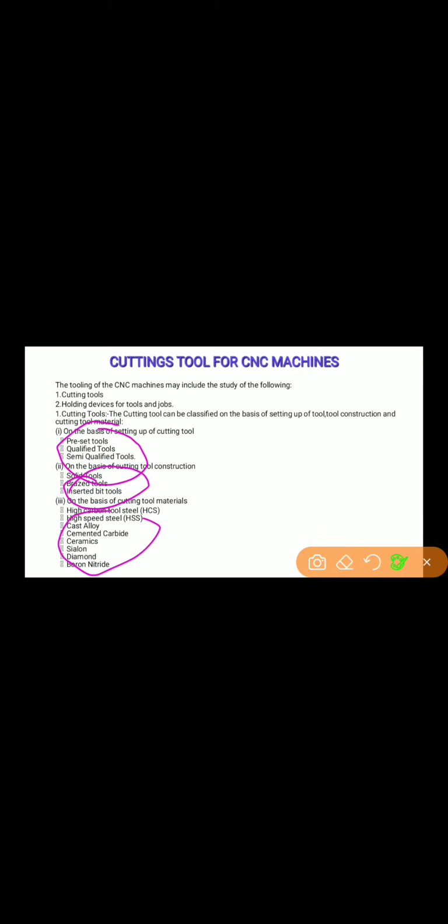Okay, as per our requirement, we are using inserts of different geometry in CNC machines, and they have multiple edges or a single cutting edge. But in conventional machines we have some limitations. The cutting edge is very limited, right?